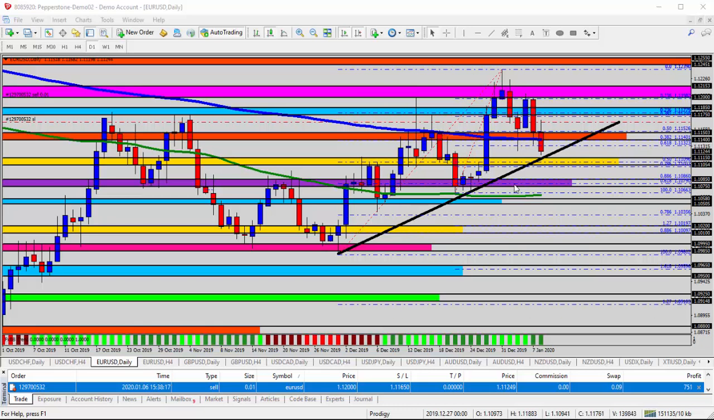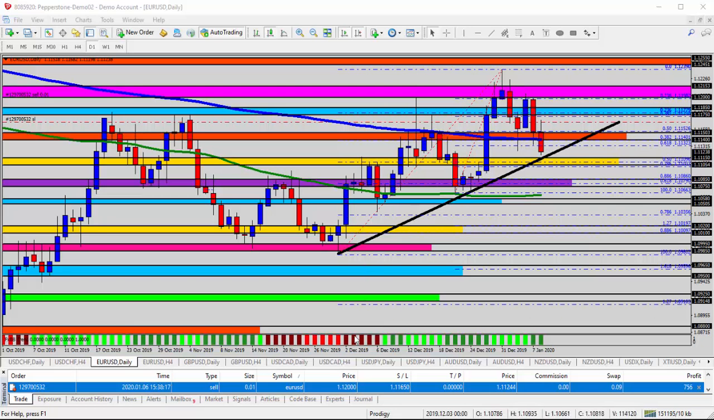You can see the euro dollar over the past 1, 2, 3, 4, 5, 6 days has been predominantly bearish, falling from up here into the low 112s, the pink zone at the top of the chart, down now into the low 111s, 1.1125 or so right now, as the market continues to pressure lower.